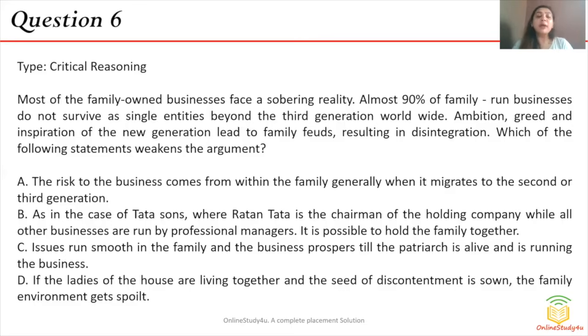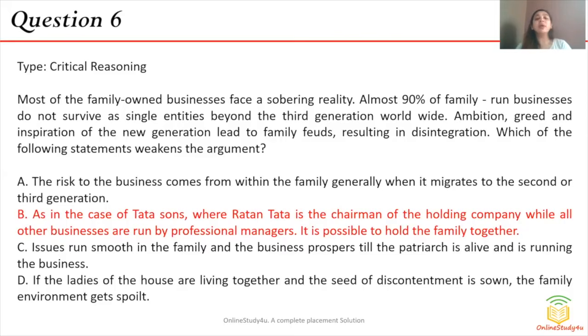Issues run smoothly in the family and the business prospers till the patriarch is alive and is running the business. If the ladies of the house are living together and the seed of discontentment is sown, the family environment gets spoiled. Now, C is completely out of context. Patriarch is alive and running the business, it's actually opposite of what is being said. And the ladies' discontentment, again, is out of context. So, definitely, I'm looking at B as my correct answer option.